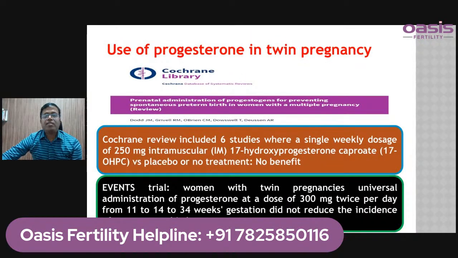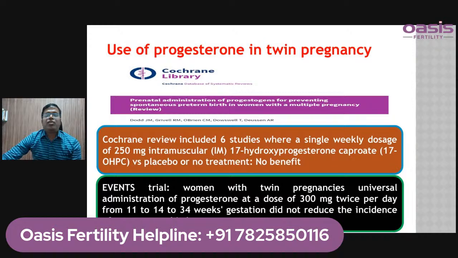But many studies and recommendations support the use of this. So, use of progesterone in twin pregnancy also. A Cochrane review included 6 studies where a single weekly dose of 250 milligram intramuscular 17 progesterone was compared with placebo, but they found no actual benefit for twins.